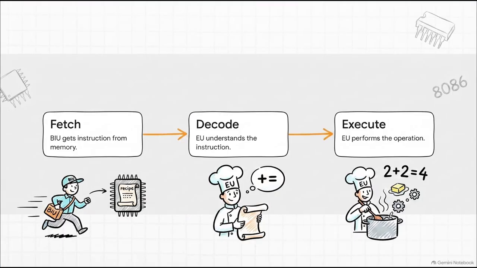Every single action a computer takes is broken down into a 3-step instruction cycle. Step 1 is fetch. The delivery person, the BIU, goes out to memory and fetches the recipe. Step 2 is decode. The chef, the EU, reads that recipe and understands that it means, say, addition. And step 3 is execute. The chef actually mixes the ingredients together and adds the numbers. Fetch, decode, execute, over and over again, millions of times a second.